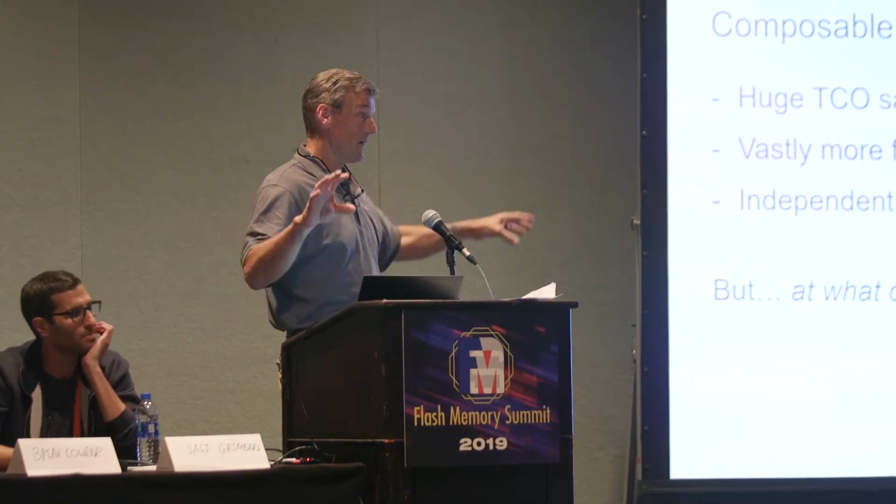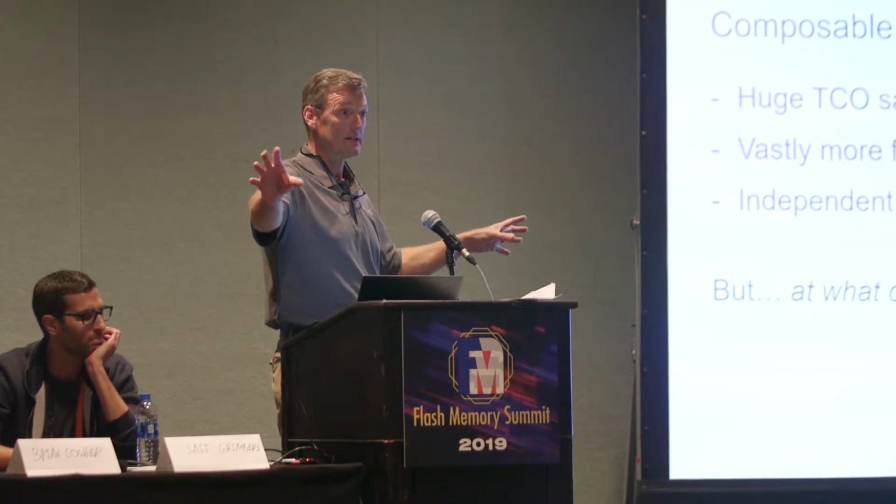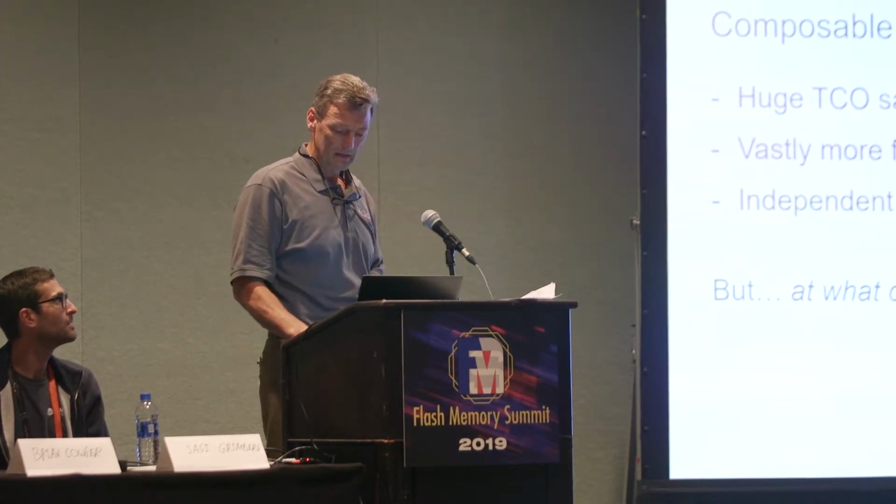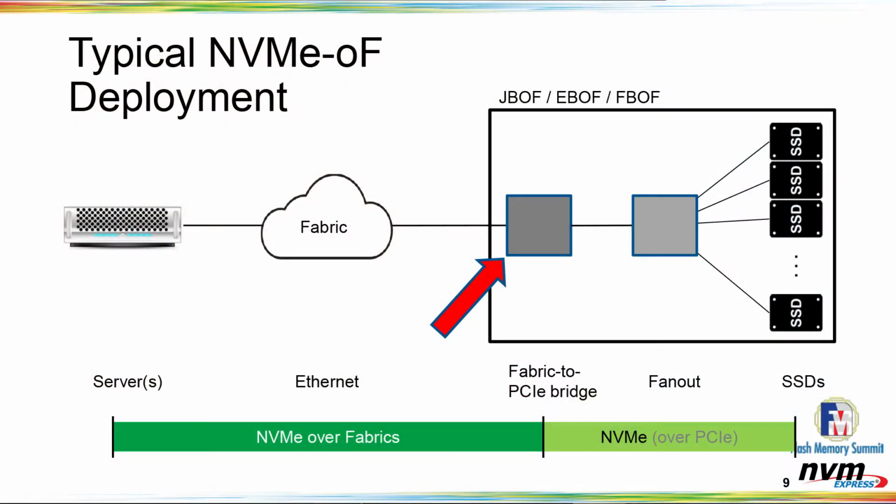Maybe they're in different racks or even different rows within the data center. We've got this Ethernet fabric in between them. So let's talk about that. A simple model of this disaggregation looks like this.